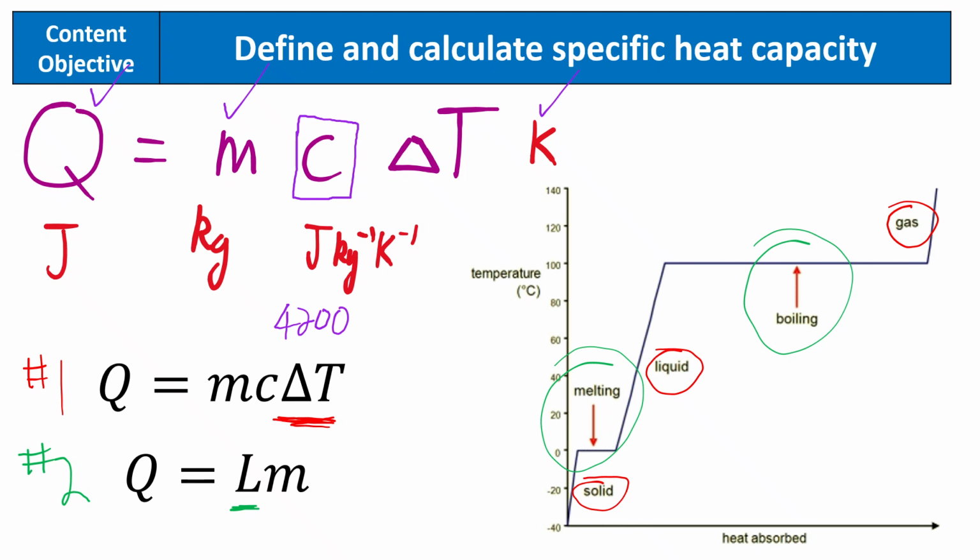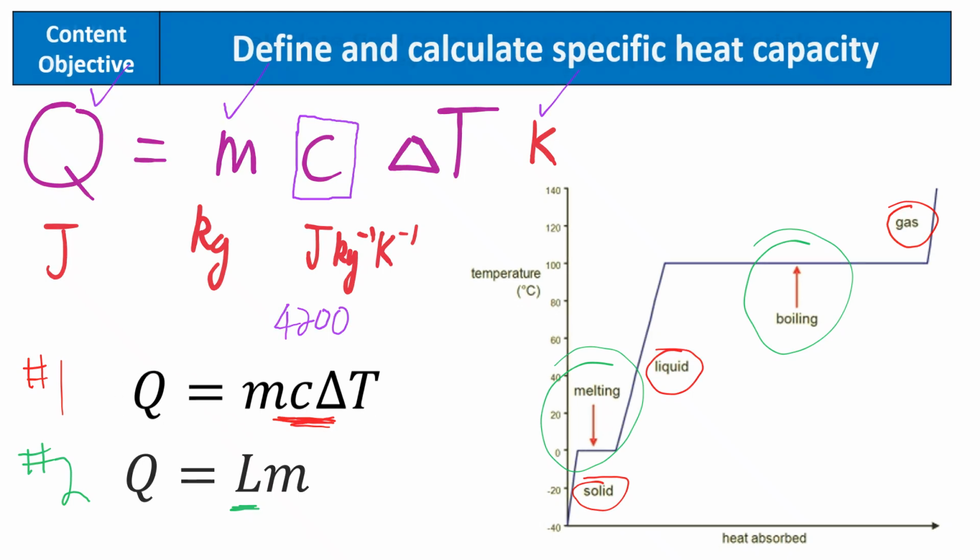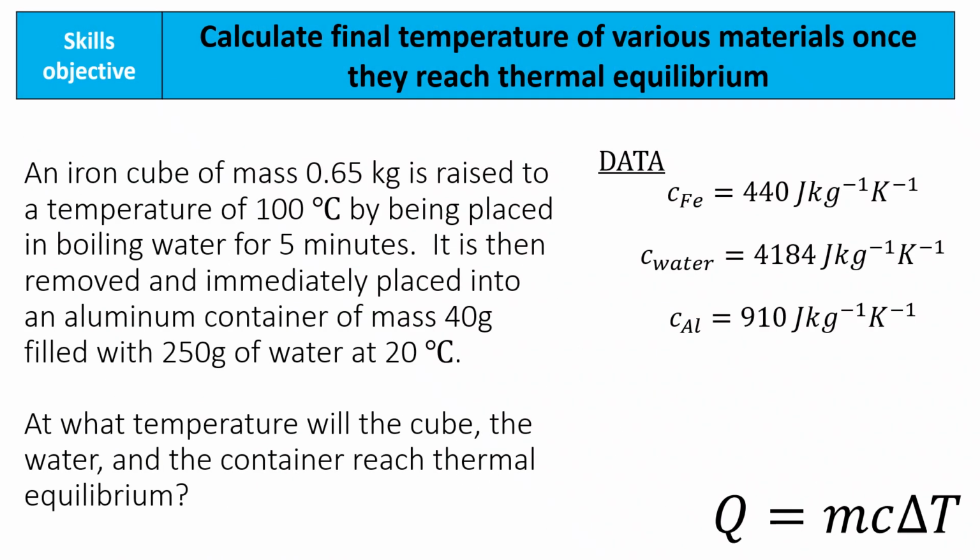Here's the question. It's quite difficult to visualize, so you might want to draw yourself a diagram. You've got an iron cube with a certain mass, and it's quite hot, so the same as the boiling temperature of water. It's then removed and placed into an aluminium container filled with water, and they're both at 20 degrees C. So what you've got to figure out is what temperature will everything be when it reaches thermal equilibrium.